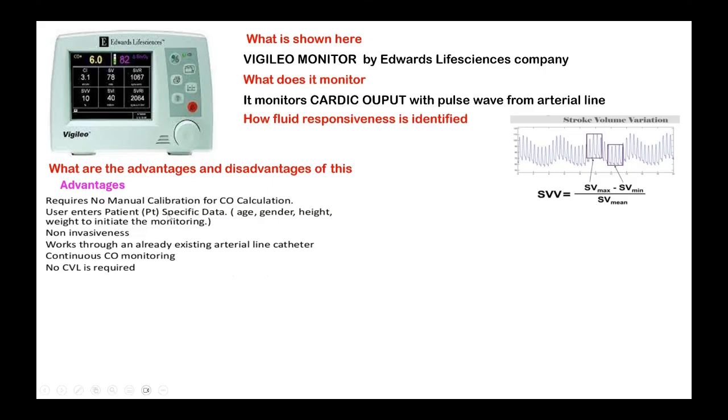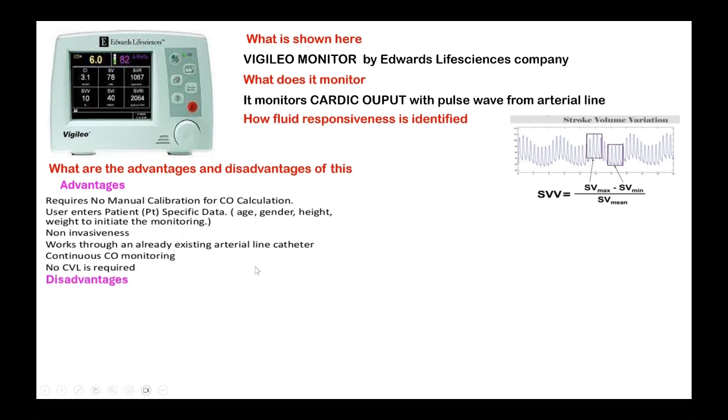Users enter the patient-specific data: age, gender, type. It is non-invasive, works through an already existing arterial line catheter, and displays continuous monitoring. No central venous line is required, like your PA catheter. So these are the advantages.